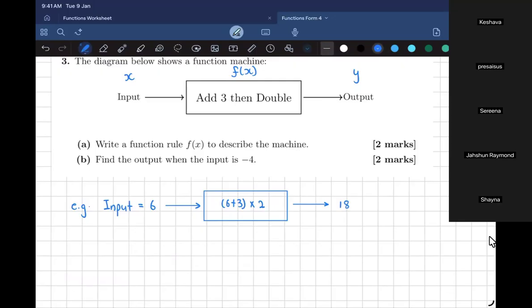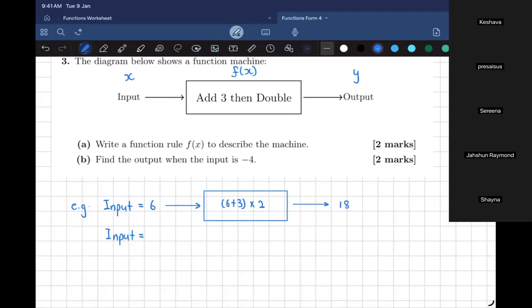Serena, are you confused by this? No, sir. No? Okay. Jashon, let me know if you're confused by this. Can I hear from Jashon? Jeremiah, drop in the chat if you're confused by this. Keshava, are you confused by this? No, sir. All right. So Keshava, let's look at another input, right? Give me an input.